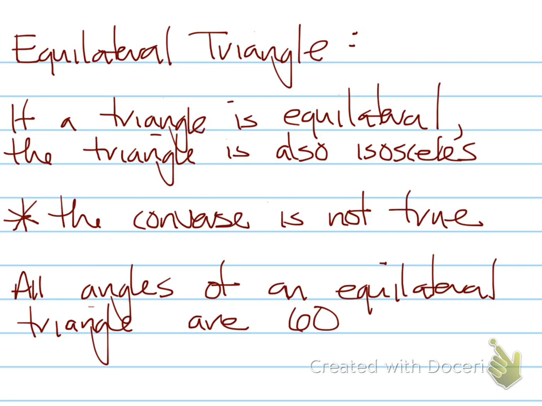And all three angles of an equilateral triangle will always be 60, since all three angles must be the same, since all the sides are congruent. And if you divide 180 by 3, you get 60.